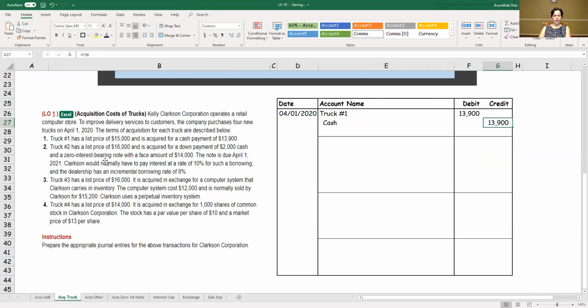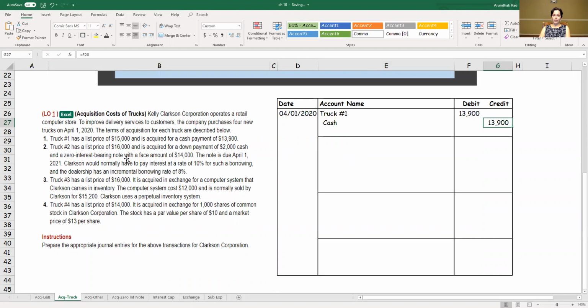$13,900. On the same day, we purchased truck number 2 that has a list price of $16,000. It's acquired for a down payment of $2,000 cash and a 0 interest-bearing note with a face value of $14,000. The note is due on April 1st, 2021, which means it's a 1-year note. Clarkson would normally have paid interest at the rate of 10% for such borrowing. The dealership has an incremental borrowing rate of 8%.